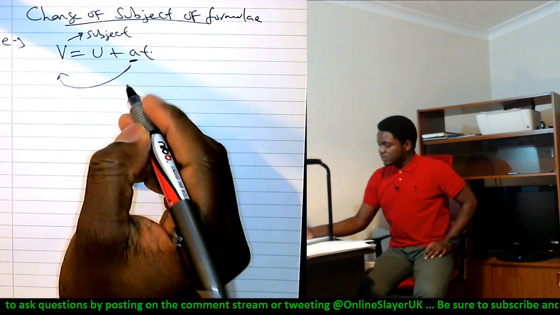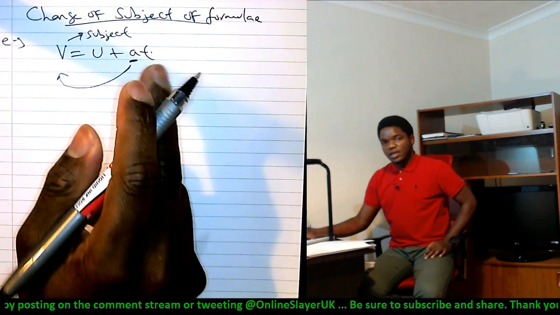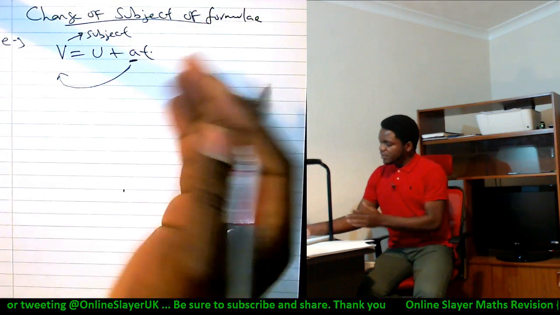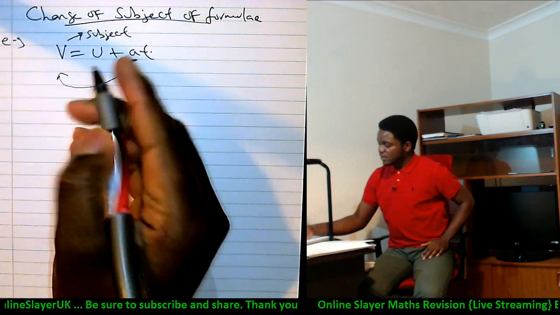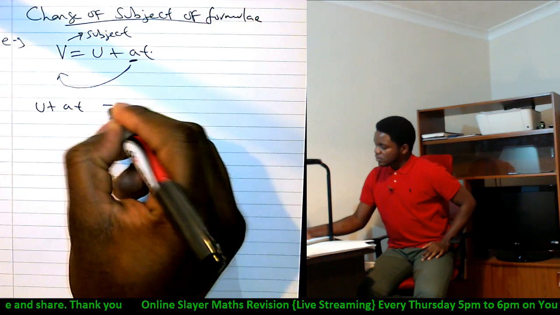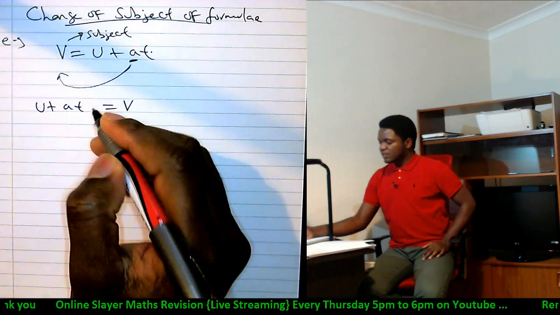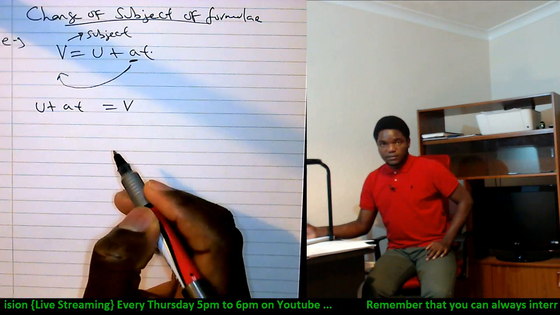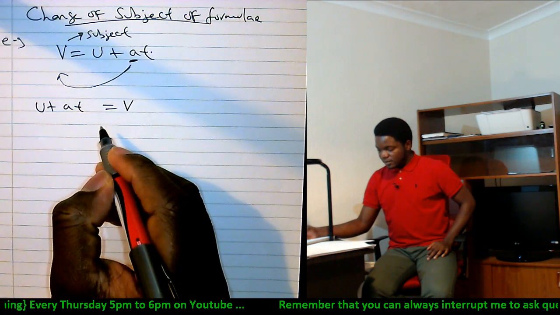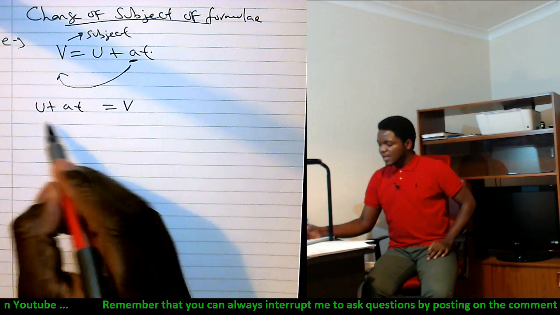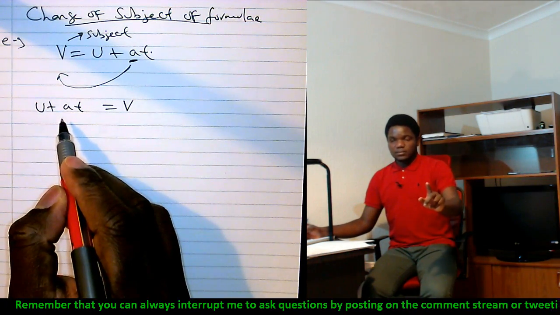Now let's do that to this one. Let's change the subject to a. I'm just going to bring this to the right hand side, to the left hand side now. So it is u plus at equals v. We're trying to change the formula to have a subject of a and not v. So the next thing will be to take away every other thing here and leave a alone.